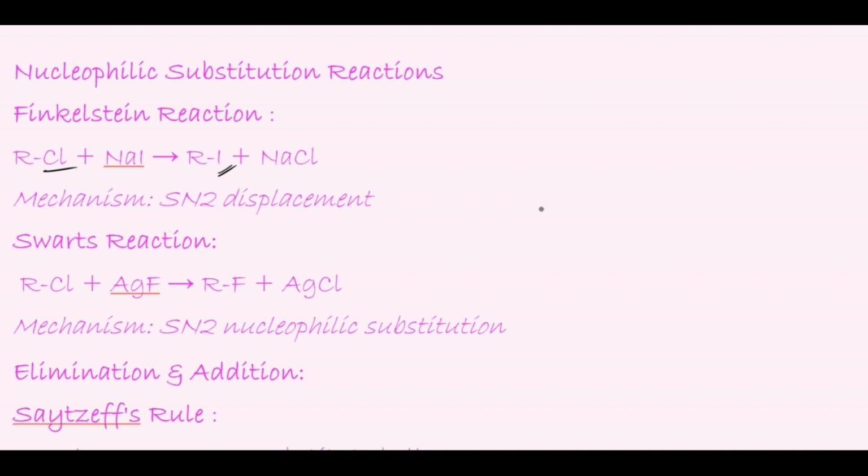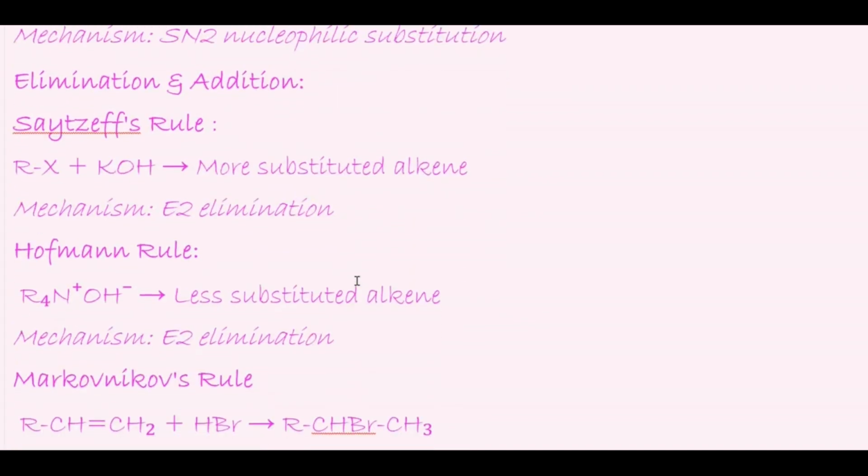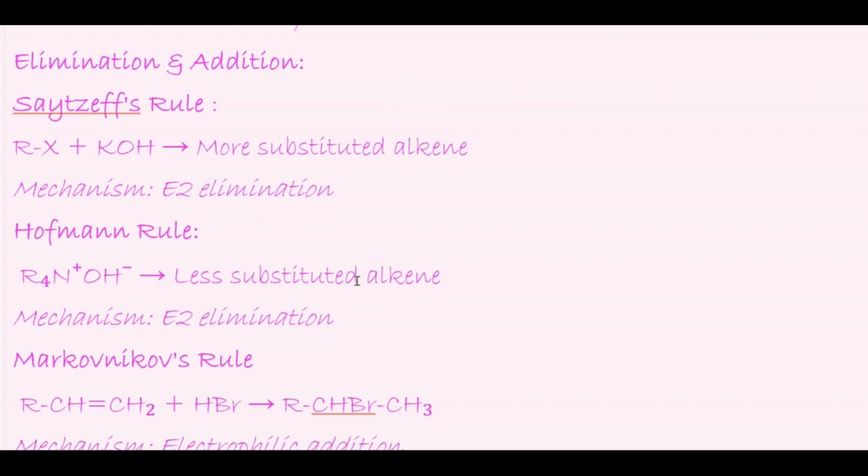And Swarts reaction, I think in the 2018 question paper they asked the conversion of chlorides to fluoride in the presence of AgF. What is that reaction? Swarts reaction. So these two are super important in the haloalkanes and haloarenes part. Then in case of elimination, you have to know about the Saytzeff rule. Here, the more substituted alkene is preferred as the major product.